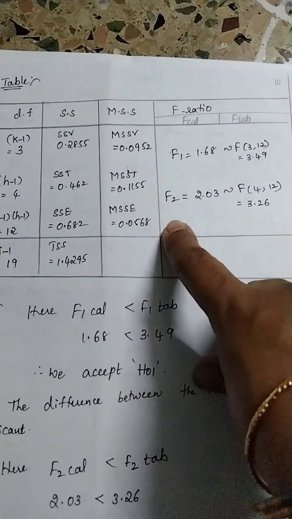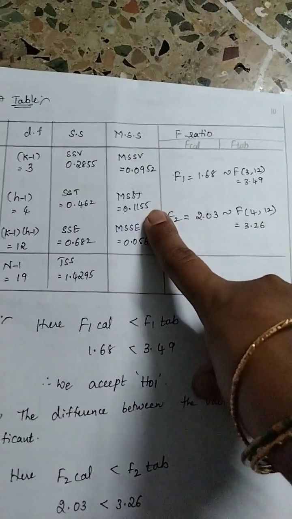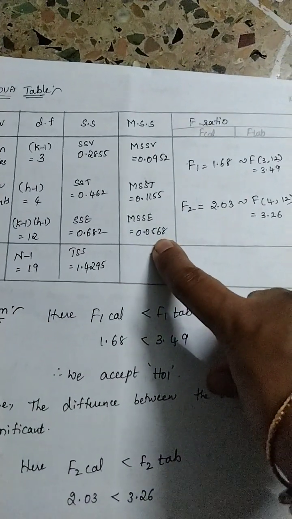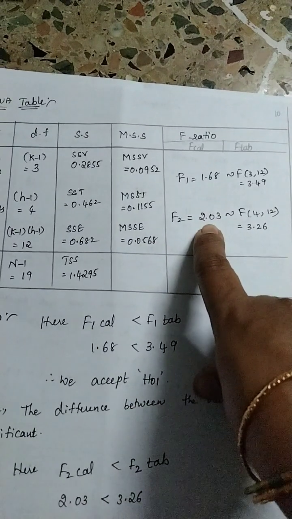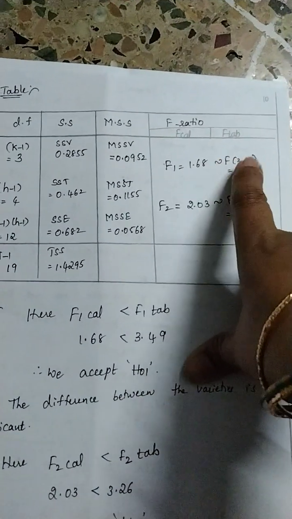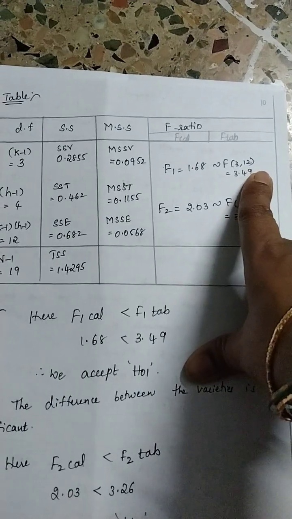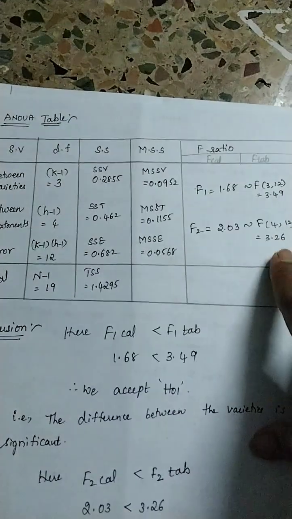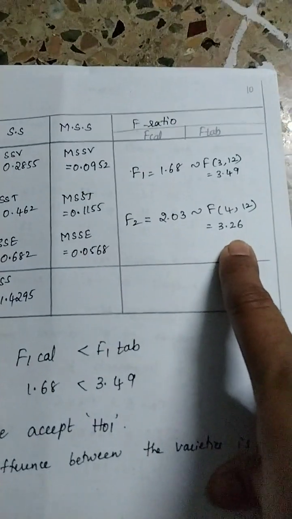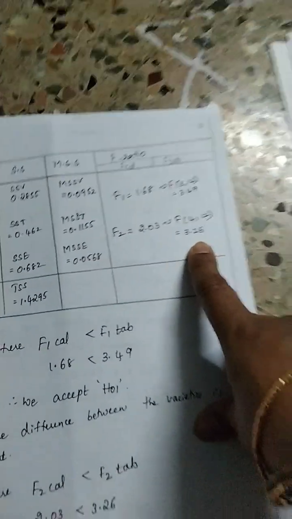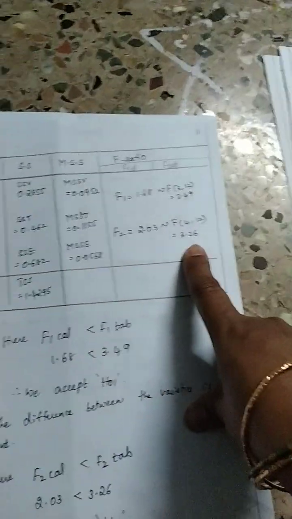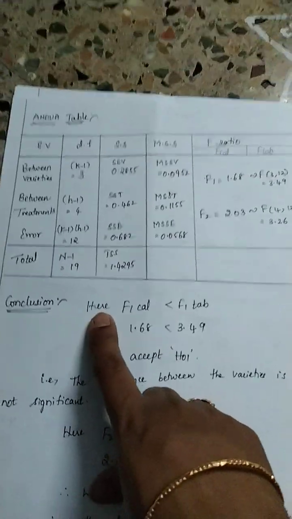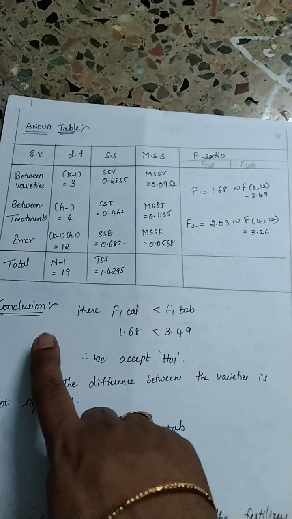Now F2 is equal to 0.01155 by 0.0568, which is nothing but 2.03, which you are going to compare with the F table value for the degrees of freedom 3, 12 and for the second one, 4, 12. Okay. Now, here you may get two conclusions.